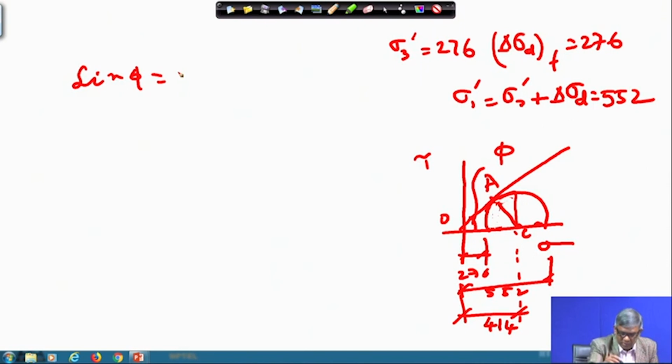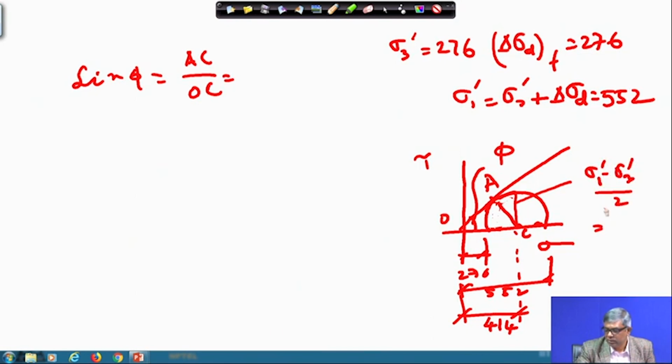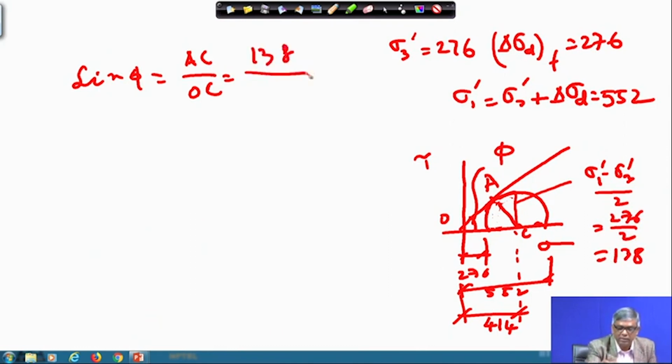then your sin phi will be equal to AC by OC. If I put those, the radius of the circle will be sigma 1 dash minus sigma 3 dash by 2, and that will be 276 by 2, that means 138. So, AC is nothing but the radius. So, 138 divided by OC, which is nothing but this 414, and this gives you phi equal to 19.5.